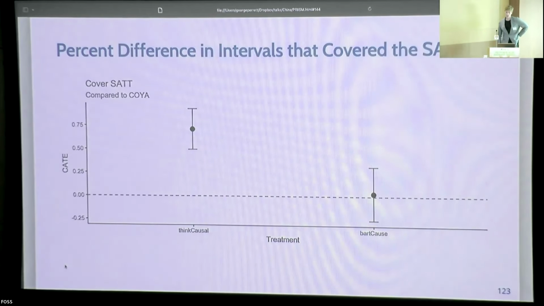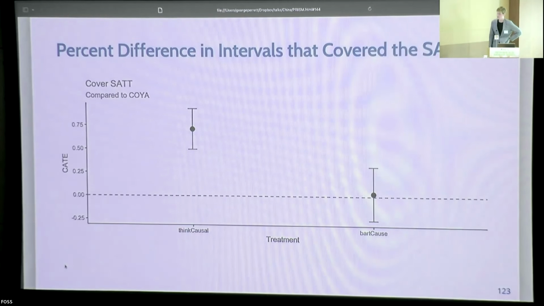And if we look at a comparison between these things, we see that Think Causal causes about a 75 percentage point increase in coverage, whereas there's no difference between BART cause and choosing your own methods, which you could really think of as linear regression and propensity score matching.